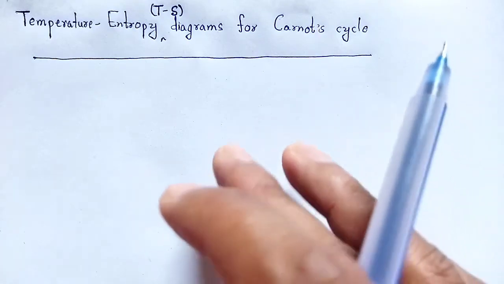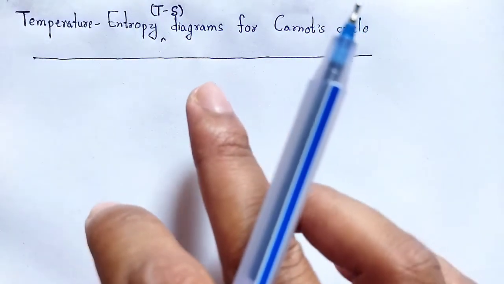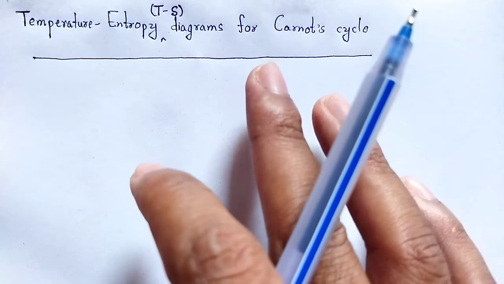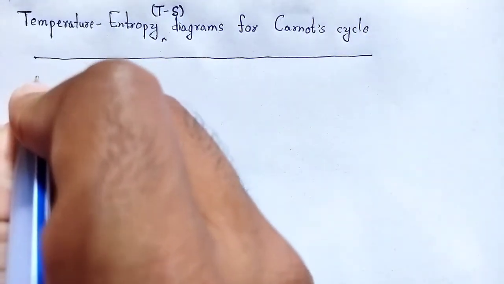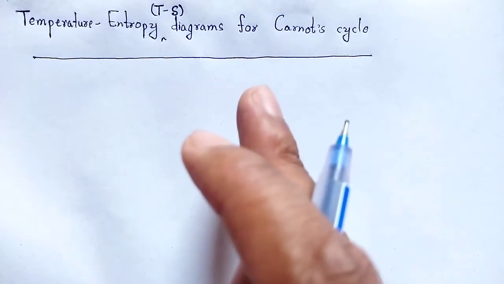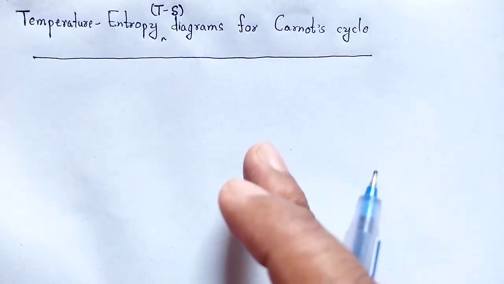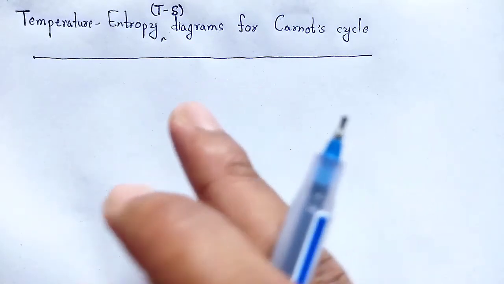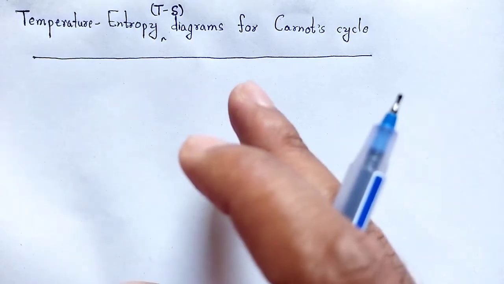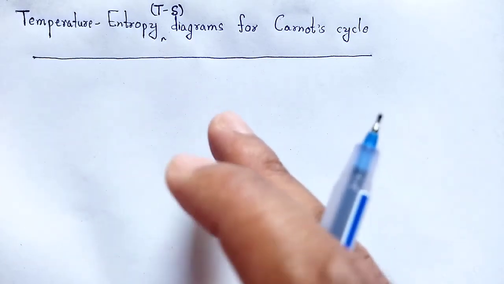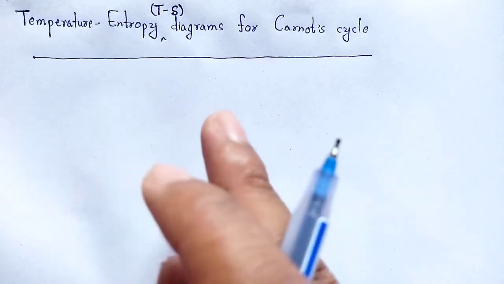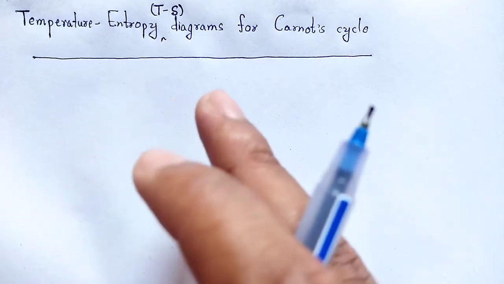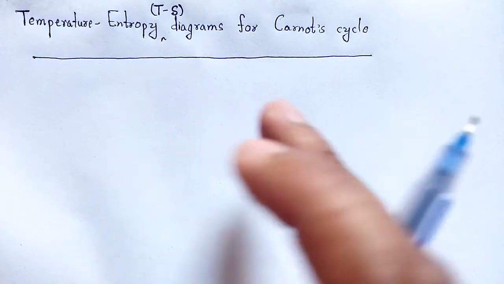So we know Carnot's reversible cycle consists of 4 steps. There are 2 isothermals and 2 adiabatics. Of the 2 isothermals, one is isothermal expansion and another is isothermal compression, and of the 2 adiabatics, one is adiabatic compression and another is adiabatic expansion.